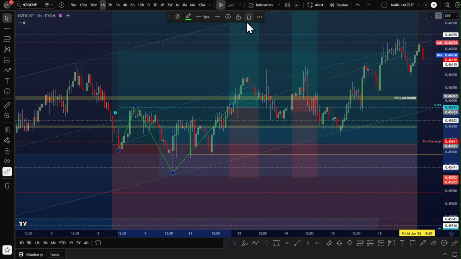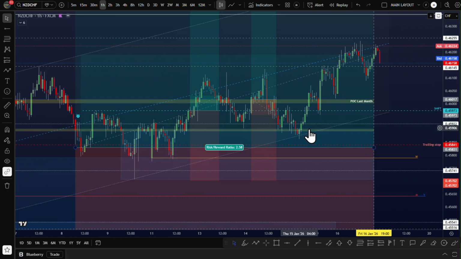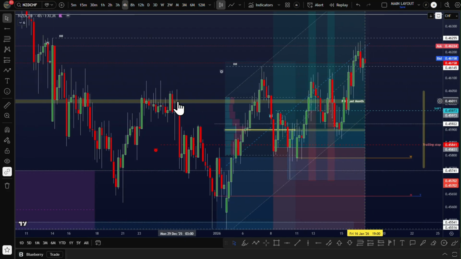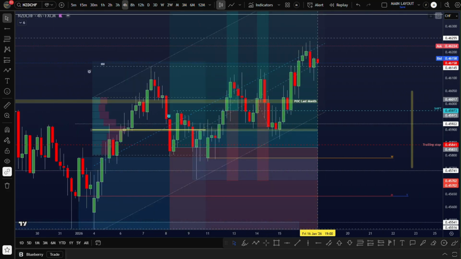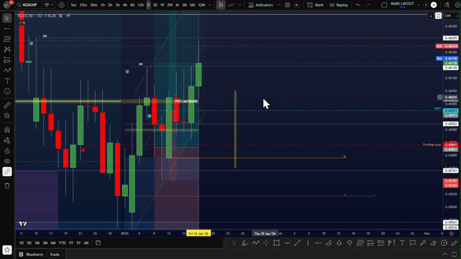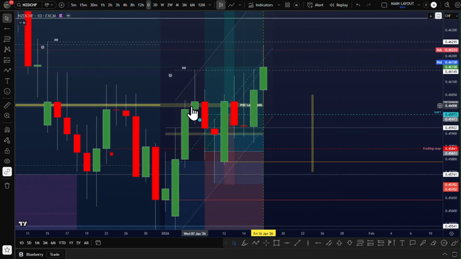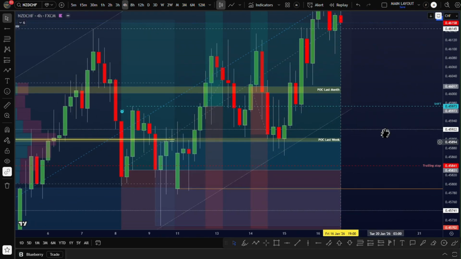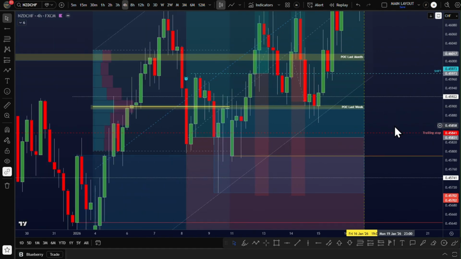During the week, I realized that the point of control from last month was holding price on the daily. You can see here we didn't break. We rejected one time, we also rejected a second time, a third time. When price is rejecting this point of control many times, I decide to reduce my risk and take other trades like EURUSD.